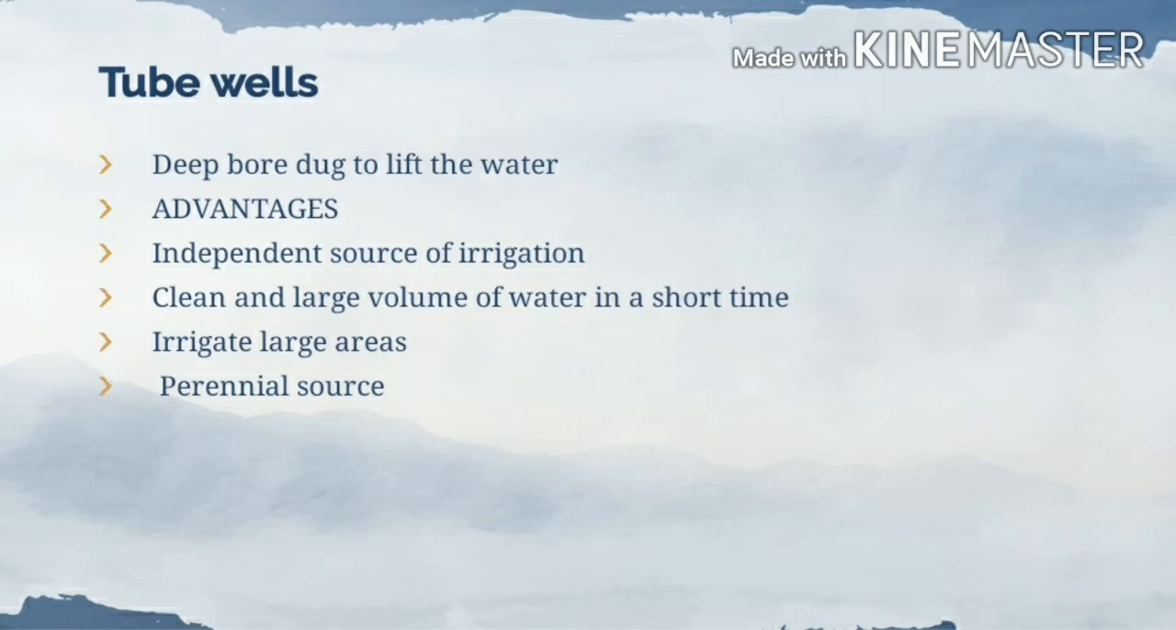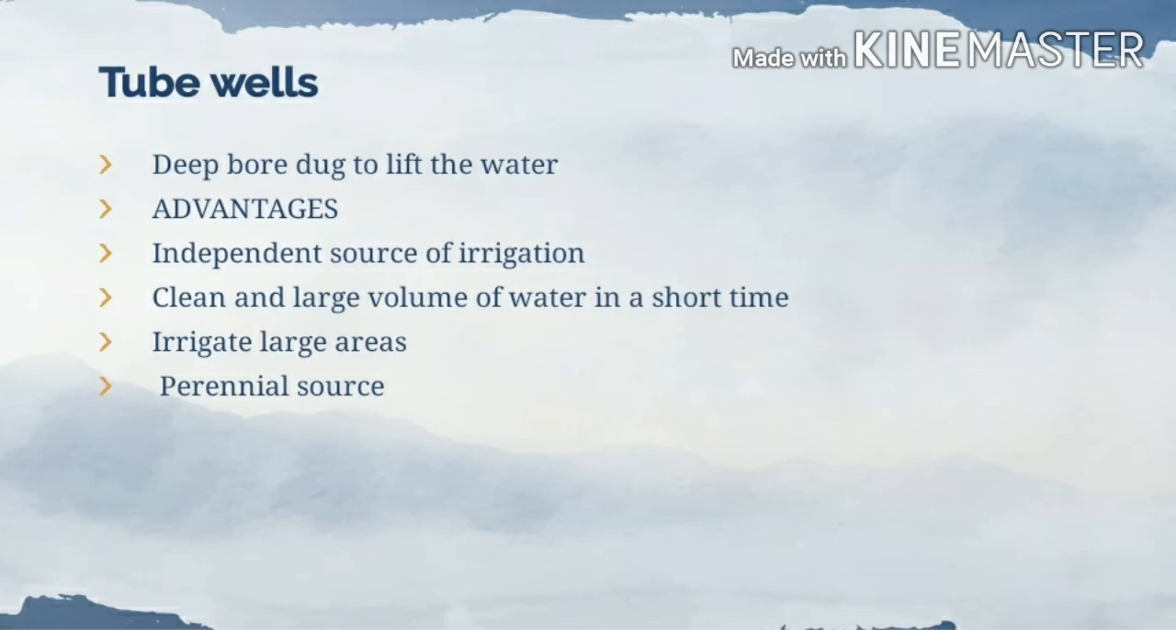Next one is it brings clean and large amounts of water in a very short period of time. Clean water and a large amount of water can be extracted in a very short period of time, and it is easily extracted. It is not that it is very tough to extract water from the tube well. The next one is that it can irrigate a large area. Large agricultural fields are irrigated with the help of tube wells.